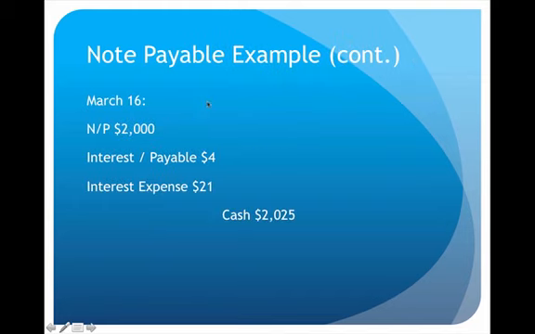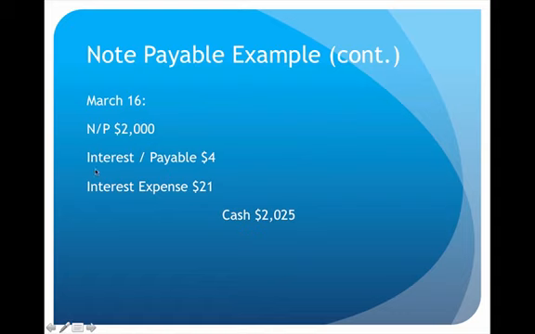Then finally, on March 16th of the following year, I finally pay the money back. Now, if you look all the way down here on the credit side, when I pay that money back, I have to pay back the principal plus interest. So the entire span of the note payable, according to the simple interest formula, gives me $25 worth of interest. So I have to actually pay $2,025. I will remove the liability at $2,000, and then I have a $25 difference there.